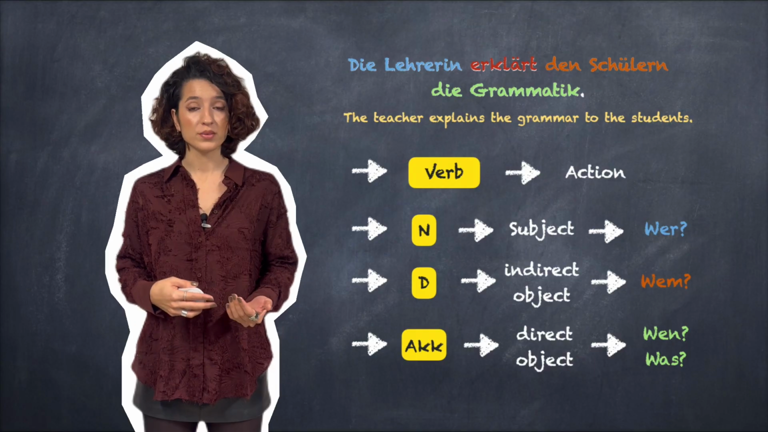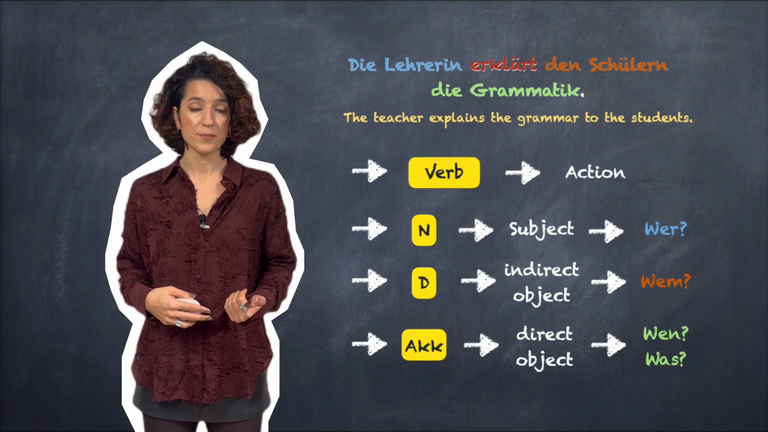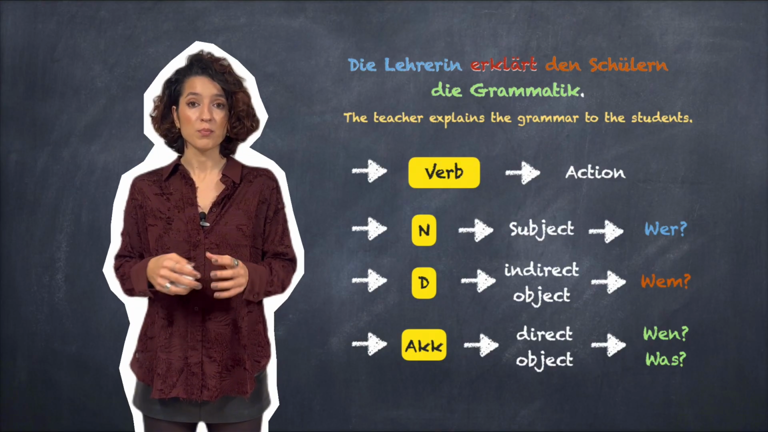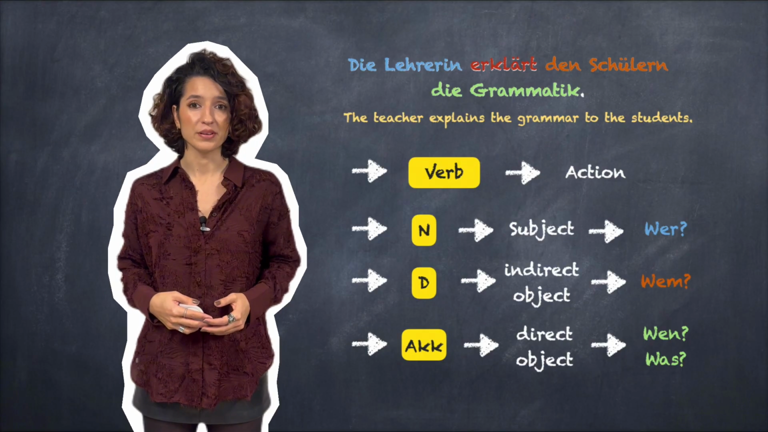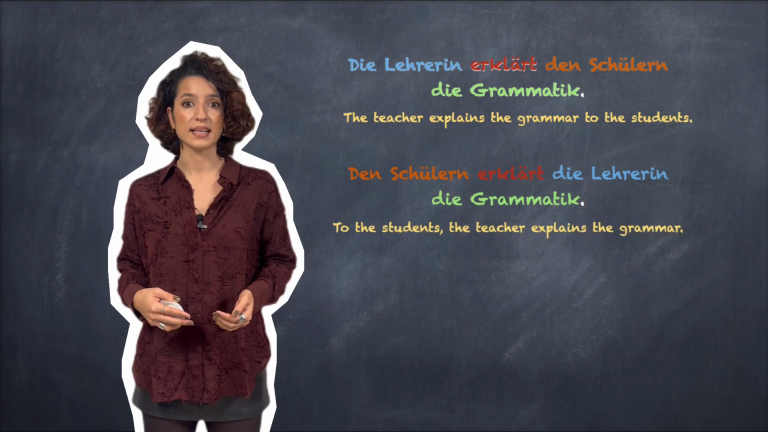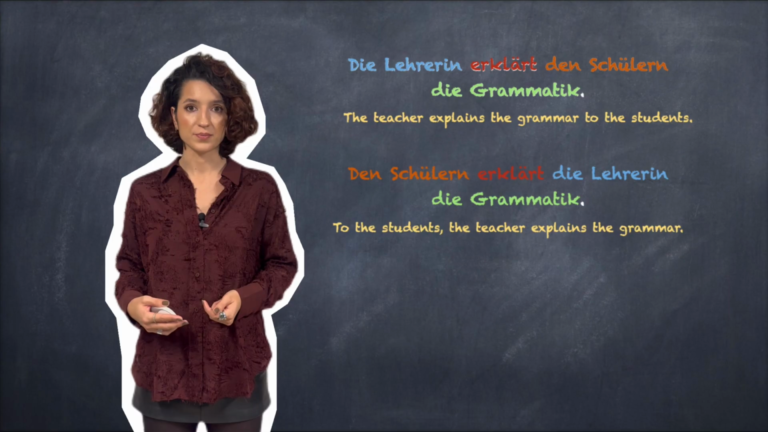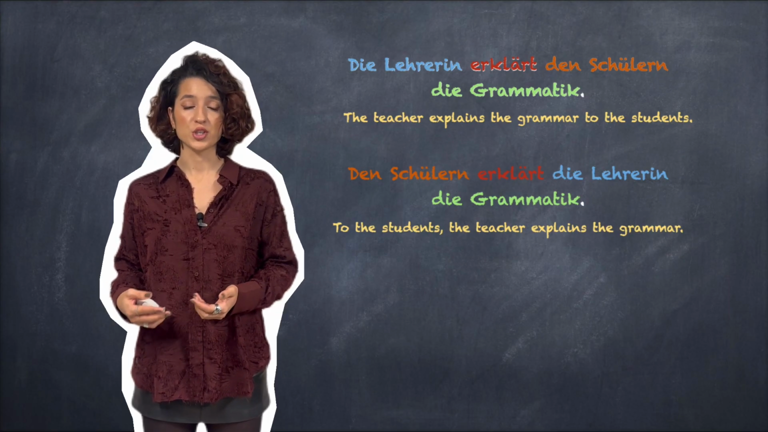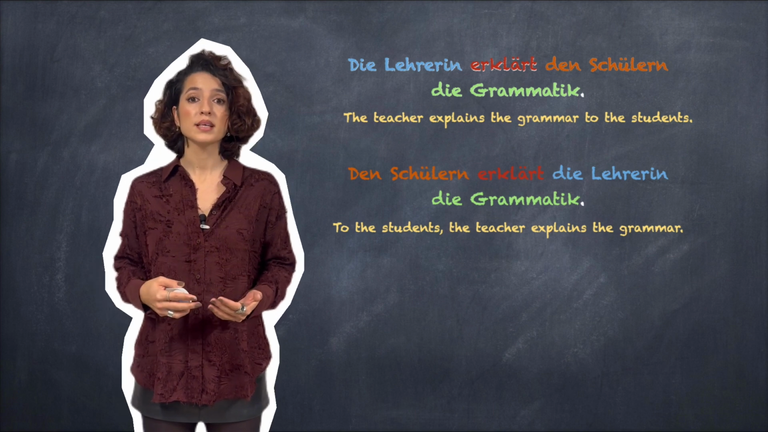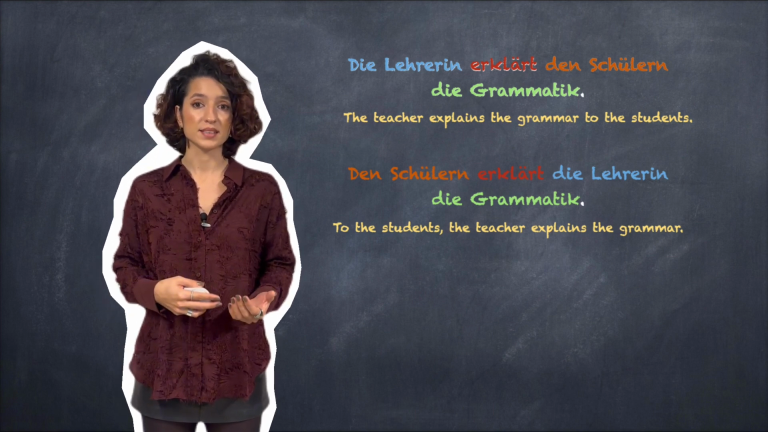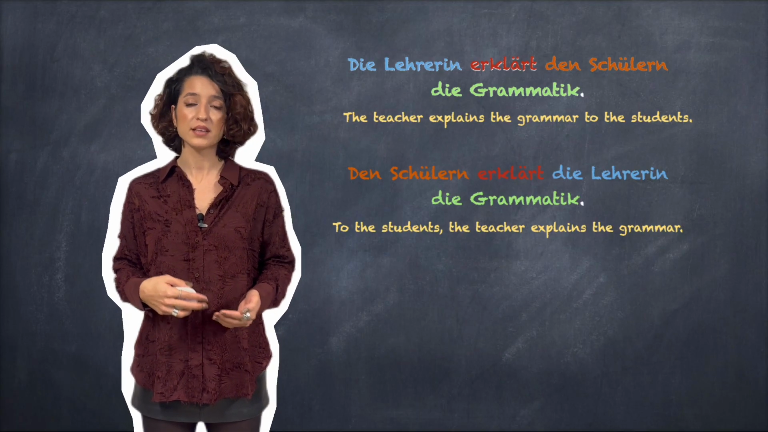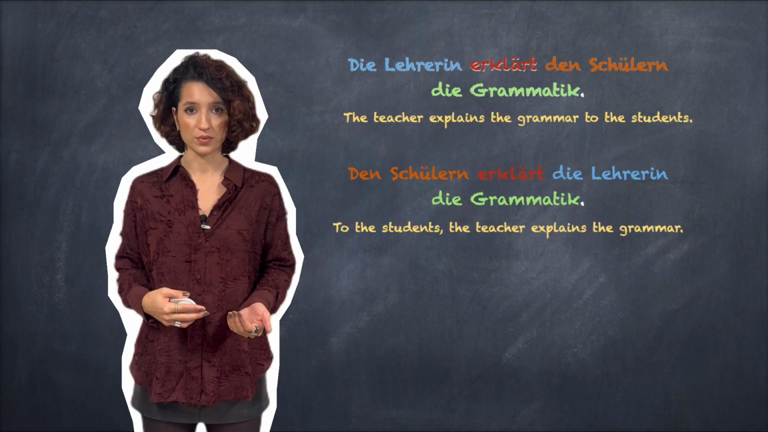We can move around the sentence parts, like I said before, and we can say the same thing like this sentence, but in another word order. Let's have a look. For example, den Schülern erklärt die Lehrerin die Grammatik. To the students, the teacher explains the grammar. I moved around the sentence parts, but it means the same. And the sentence parts are still the same. The subject is the subject, the dative is the dative, the accusative is the accusative, and so on.